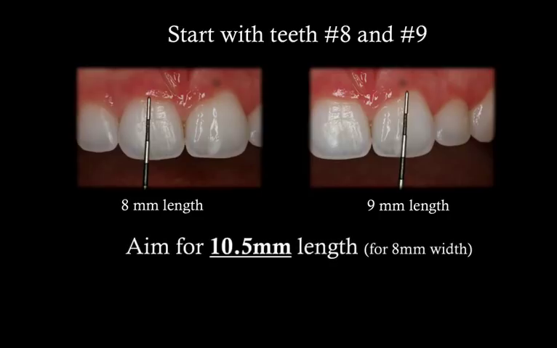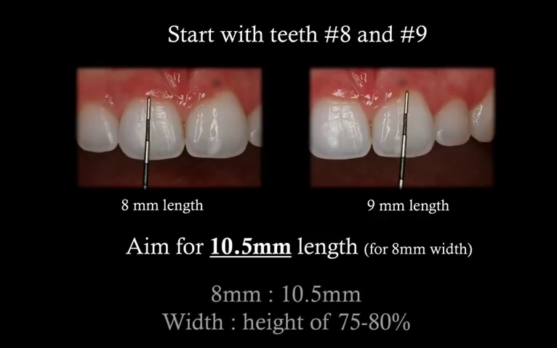I'm aiming for a 10.5 millimeter length for an 8 millimeter width, because what I'm looking at is not the absolute number of the length of the tooth, but more of the ratio between width and height. And as long as you're in between 75 and 80%, you're doing pretty good. That would be very aesthetic. These are normal teeth proportions. Width to height ratio should be between 75 and 80%. So if you have an 8 millimeter width of a tooth and a 10.5 millimeter height, you're around 76, 77%.